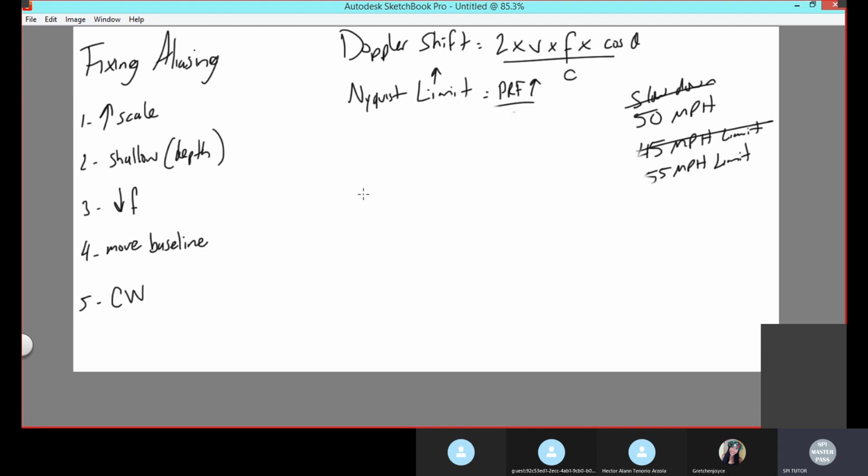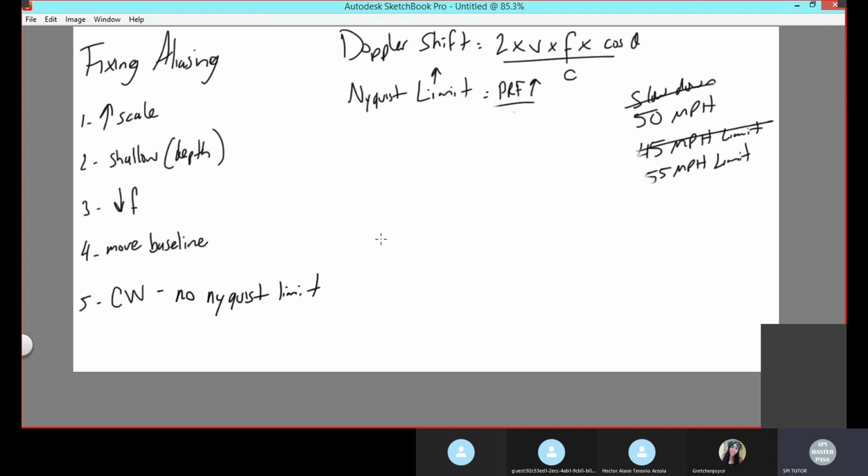The last one is switching to continuous wave. Okay, switching to continuous wave, there is no Nyquist limit. I actually believe I read somewhere that there is a Nyquist limit, but it's so high that the velocity of the blood will never go over it. So they essentially say no Nyquist limit. Okay.